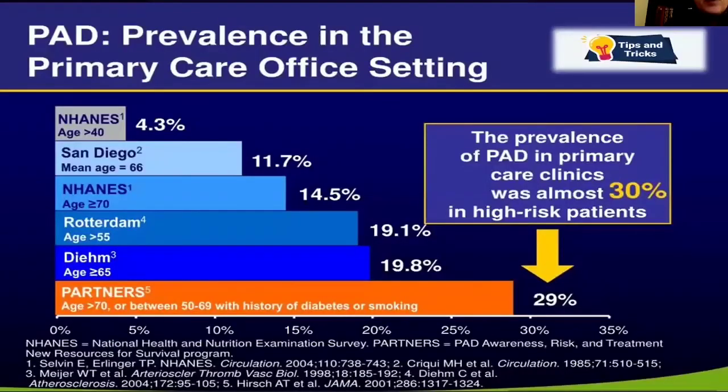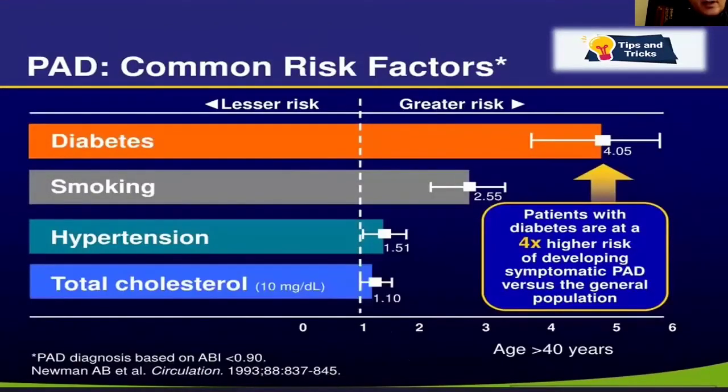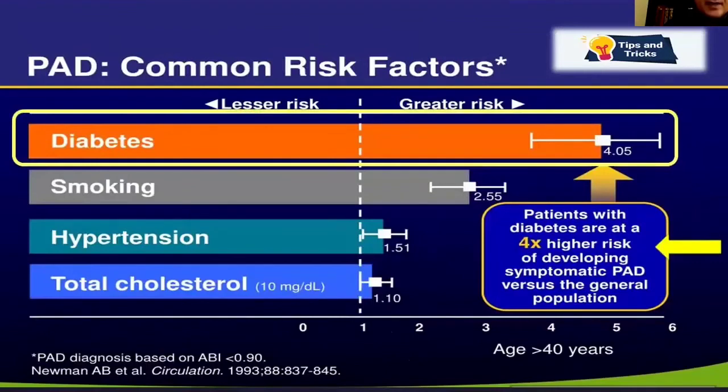If we look at primary care office settings, the PARTNER study showed the prevalence of peripheral arterial disease in primary care clinics was almost 30% in high-risk patients. If you look at the common risk factors, as we see, total cholesterol more than 240 milligram per deciliter, hypertension, smoking, and diabetes, we will find that diabetes is the greater risk affecting peripheral arterial disease, and patients with diabetes are at 4 times higher risk of developing symptomatic peripheral arterial disease versus the general population.